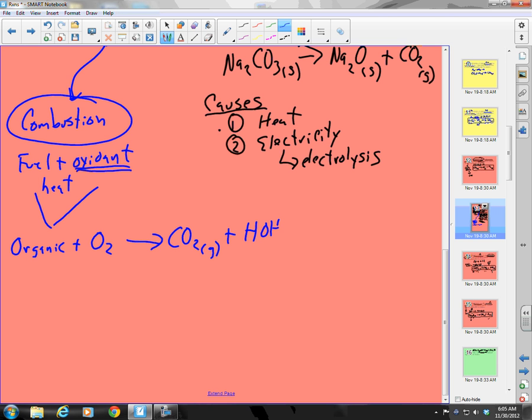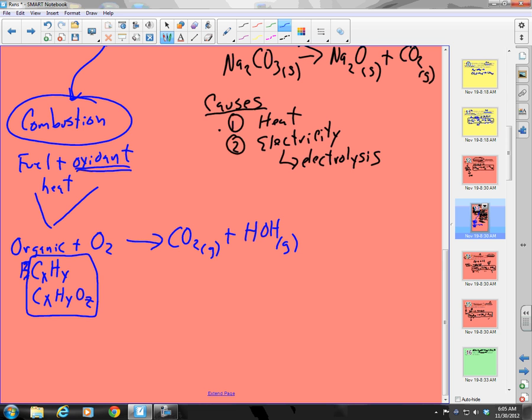Now, sometimes that can be liquid water, sometimes it's water vapor, depending on the temperature. We're going to assume that it makes water vapor. And most of the time, our organics are going to take the form of either CxHy or CxHyOz. Those are what we look for in organics. So when you see a hydrocarbon, we're thinking combustion.